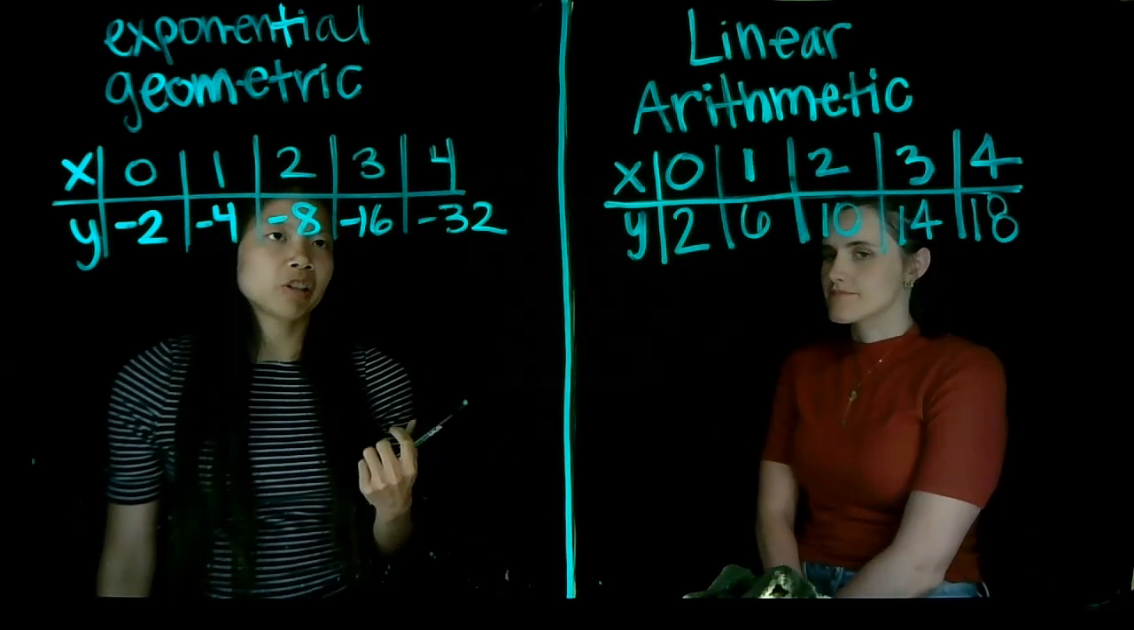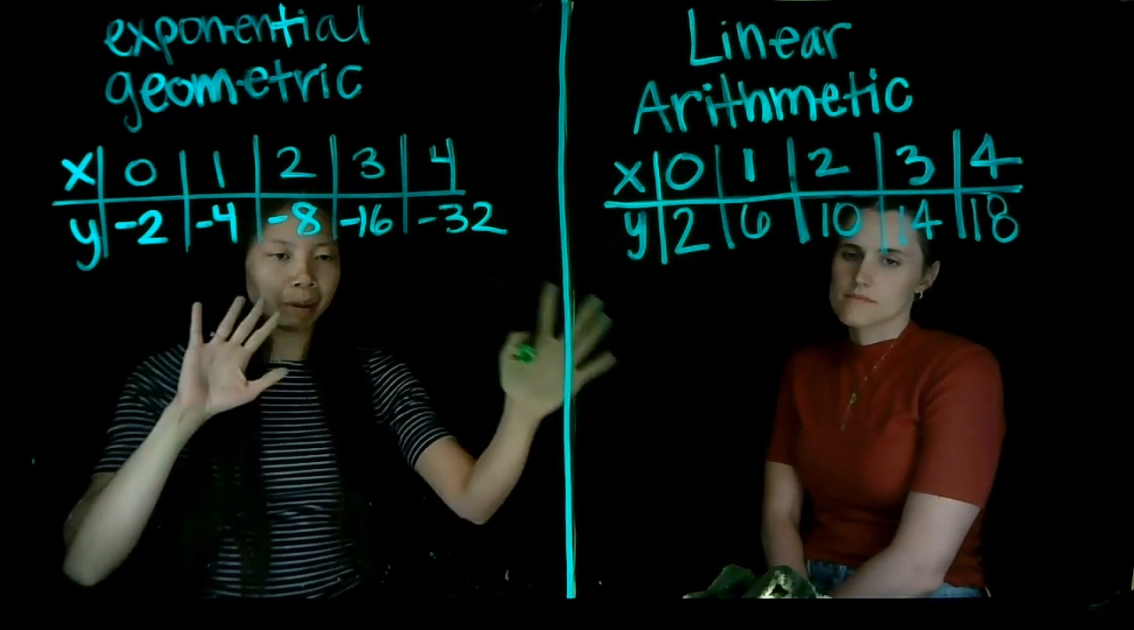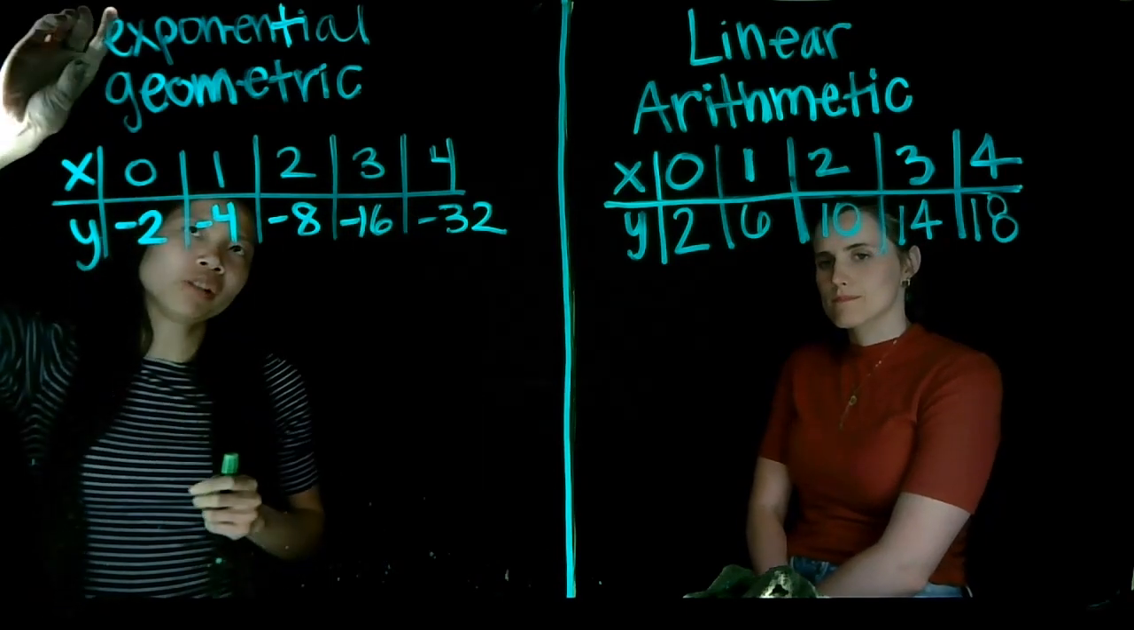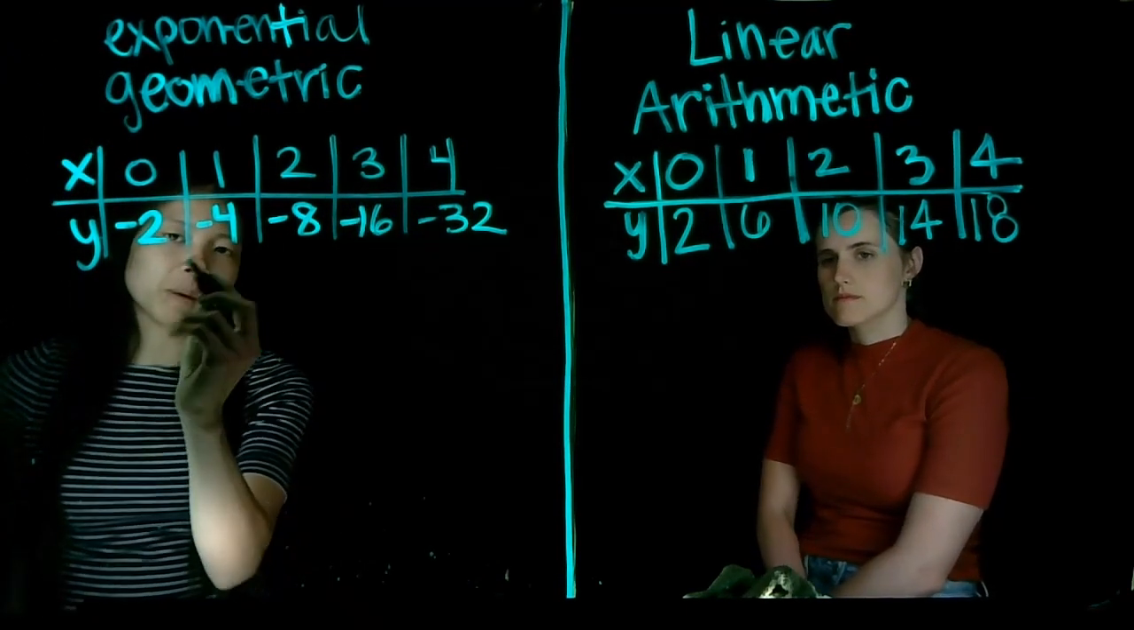Right, so far we've talked about two different types of growth, and we're just going to compare them side by side to do a quick refresh on all of this. We've got exponential or geometric growth. Let's see if we can find a pattern here in this table.